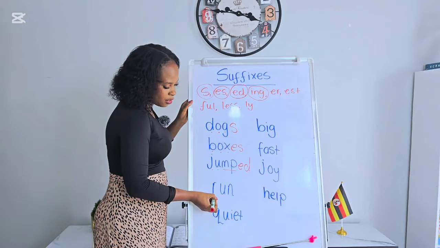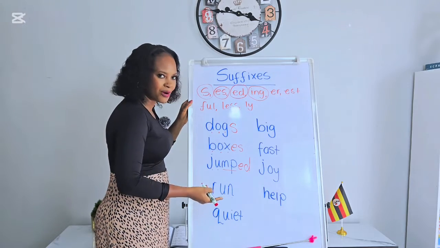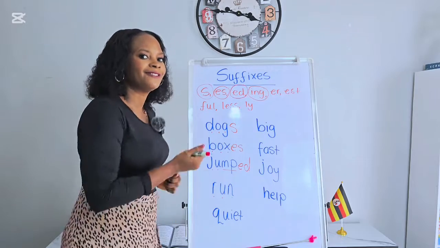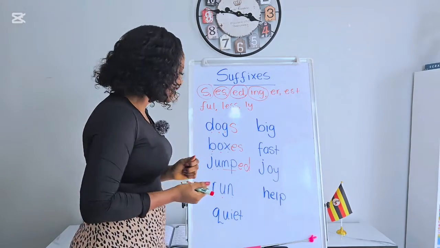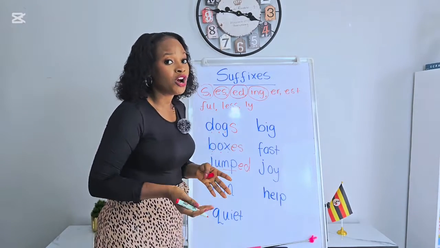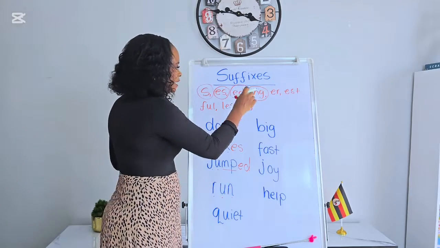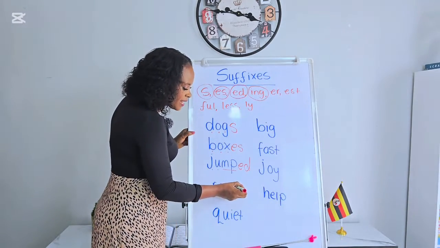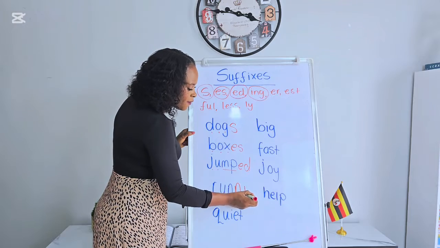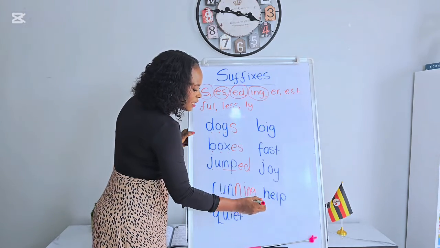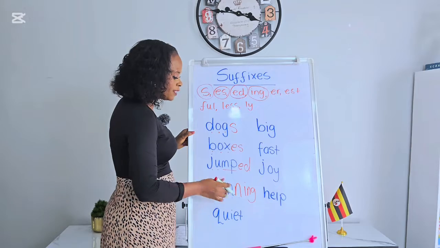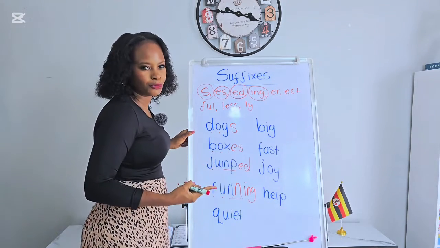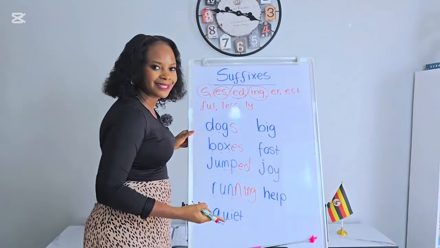Now we have suffix ing. Let's read this word. Run. What am I doing right now? I am running. So if I want to show that it's happening now, I am going to add suffix ing. For this word, I have to double the N before I add ing, and we shall learn as we move forward why we double these letters before adding the suffix ing or any of the suffixes.